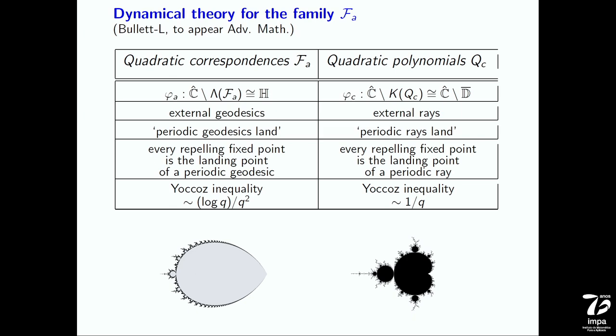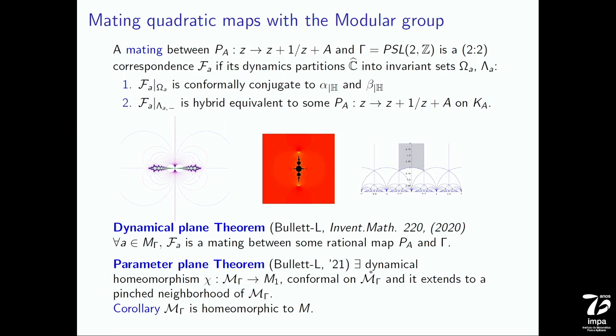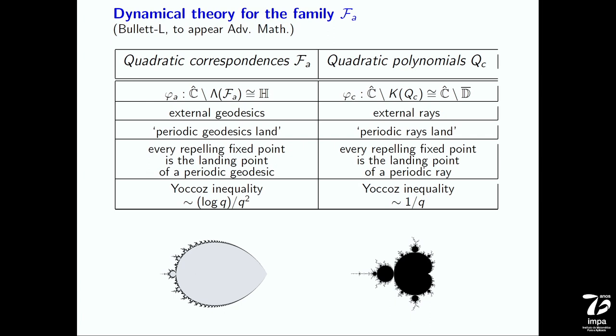And this homeomorphism is conformal on the interior of the connectedness locus and extends to a pinched neighborhood. And by Carsten and Pascale's result, we have that the modular Mandelbrot set, our connectedness locus, is actually homeomorphic to the Mandelbrot set. We also developed a theory for these guys that parallels the theory of quadratic polynomials. We have a map that uniformizes the complement of the limit set to the upper half plane, conjugating the dynamics to the dynamics of the generators of the modular group, in the same spirit as the Böttcher map conjugates the dynamics outside the filled Julia set to the dynamics of zeta square.